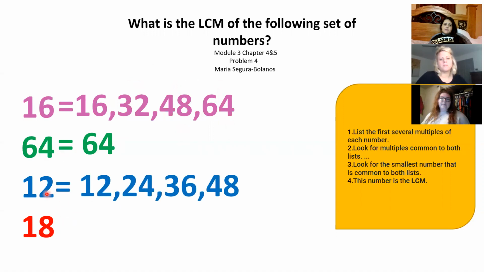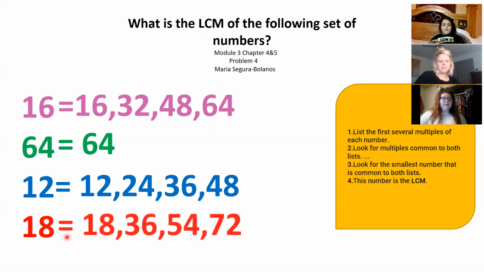The next one we're going to do is 12 and 18. So we've got 12 plus 12, which is 24. Then 24 plus 12 is 36. 36 plus 12 is 48. So now we're going to start off with 18. 18 plus 18 is 36. Then 36 plus 18 is 54. And 54 plus 18 is 72. So it looks right here like our 36 and 36 were our first common multiple. So that's our least common multiple of those two numbers right there.